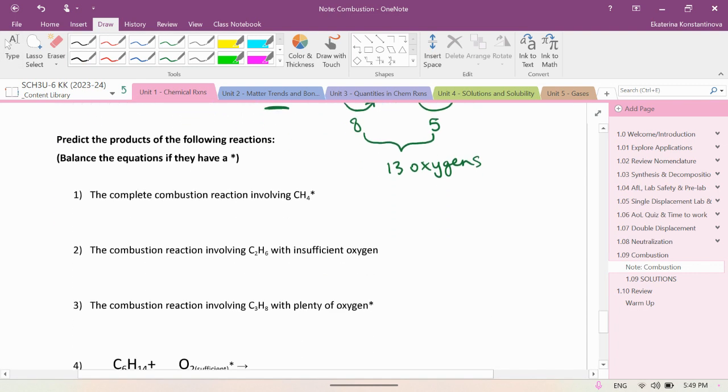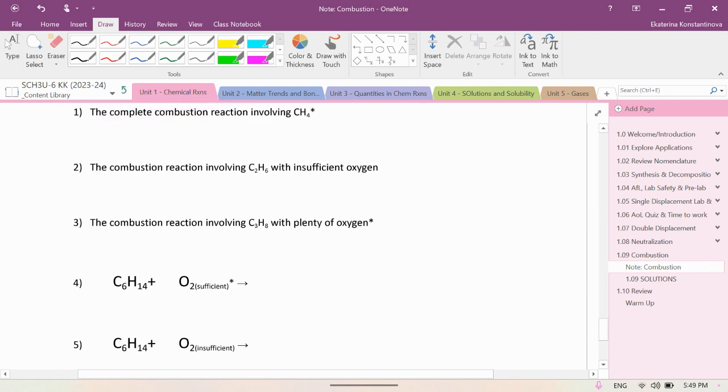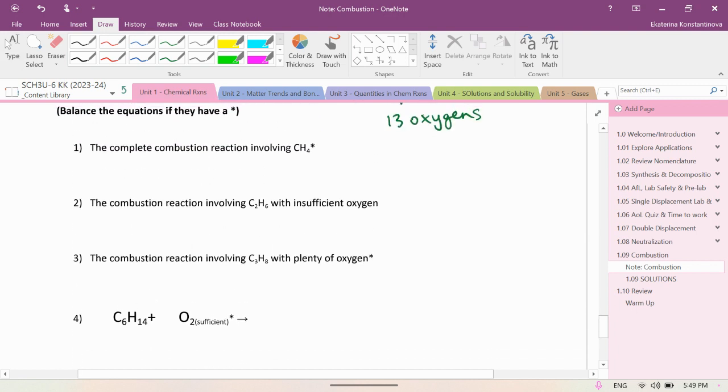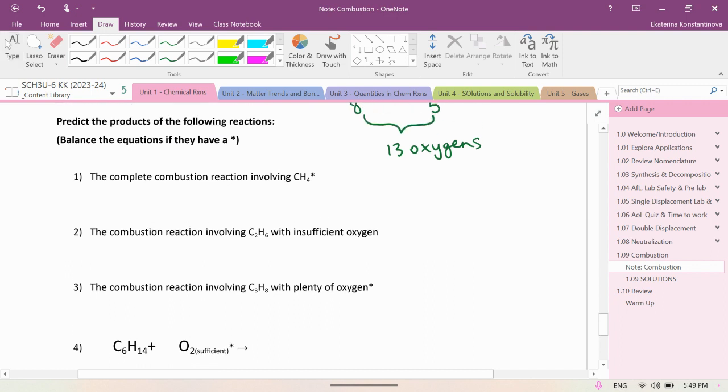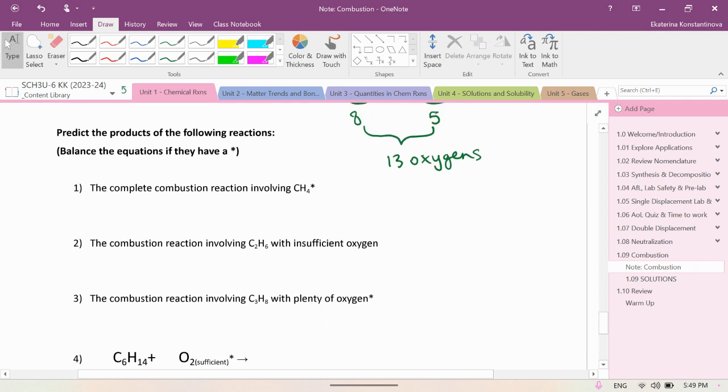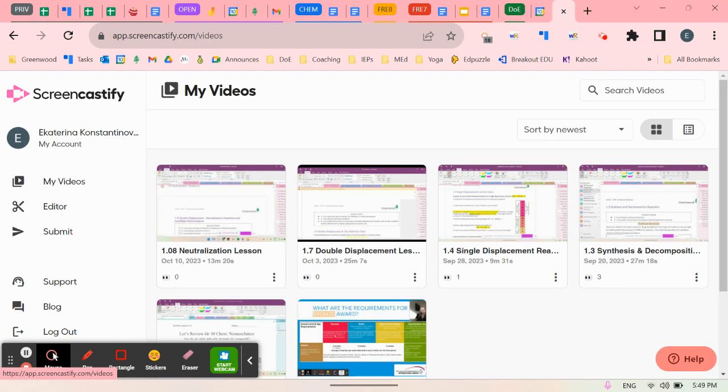Okay, try these out. Make sure you check your answers. Again, anything with a star, balance it. If you want to challenge yourself, try balancing something that is incomplete combustion. Just remember that carbon is in different spots.